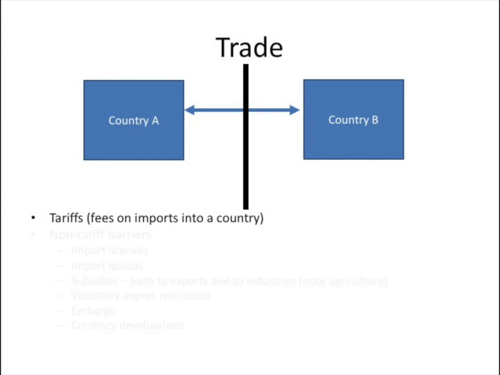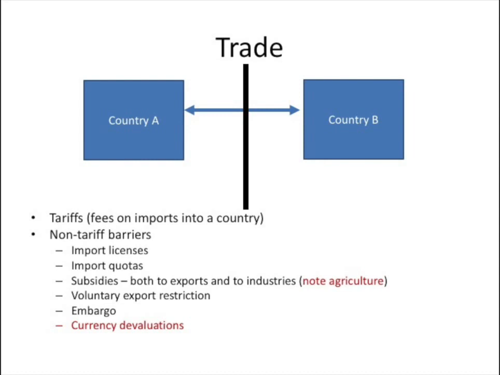So, tariffs, fees put on the imports from one country into the other, are a barrier to trade. One of the first things that trade agreements typically try to eliminate are tariffs. After that, though, there still are other barriers to trade. Some of the non-tariff barriers include import licenses. You must get a license before you import. Import quotas. You can only import so much of the good.